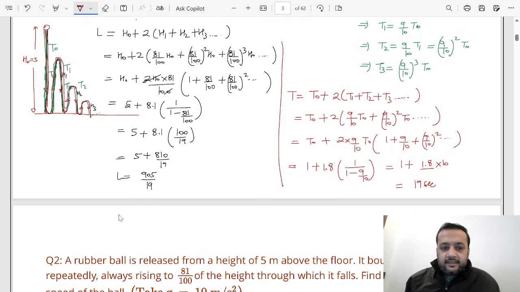And how will we find the average speed? Average speed will be total distance 905 upon 19 into total time, which is also 19. So if we do the math here, it will roughly come out to be 2.50 approximately. So this will be our answer.